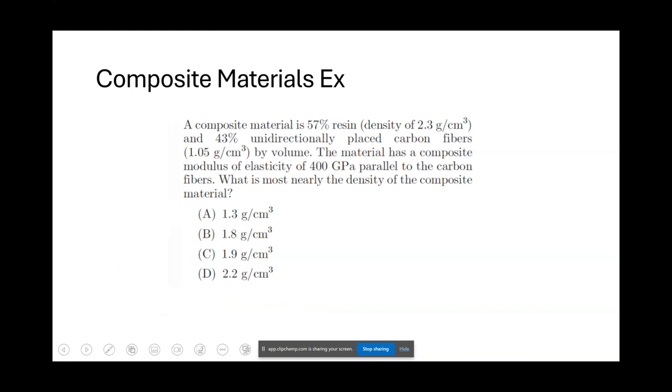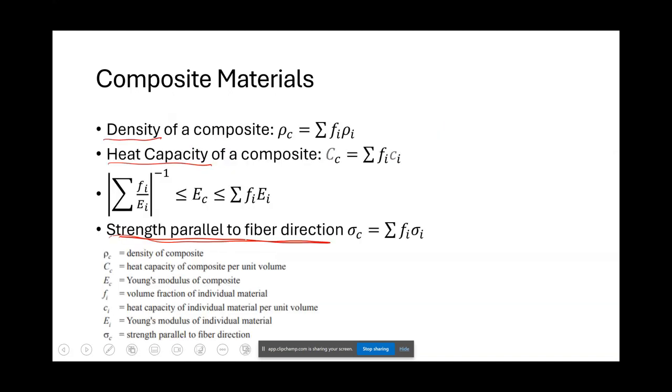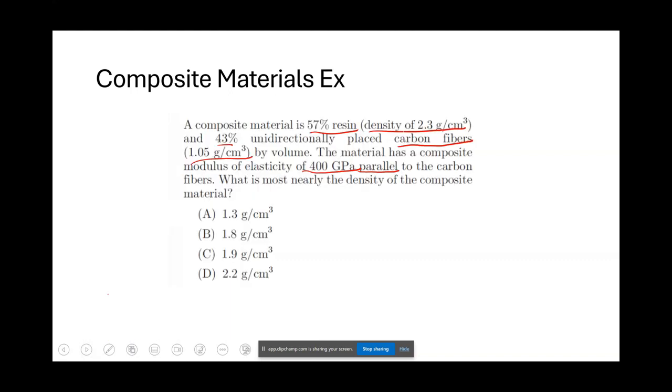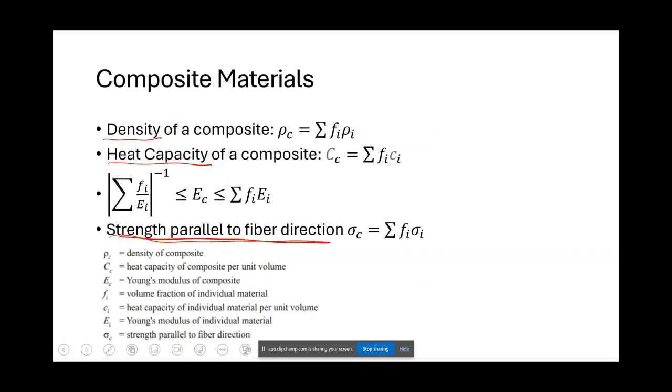So composite materials are 57% resin, given density, and 43% carbon fiber, with its density as well. And then we are also given the modulus of elasticity at 400 GPa parallel to carbon fibers. Now, one thing we'll notice is none of these equations really work around the modulus of elasticity. So this shouldn't be needed through the question at all, and we can go ahead and waive that piece of information. We're going to be looking for the density, and if we go back and look, we just have our density equation right here, and we can apply that as is.